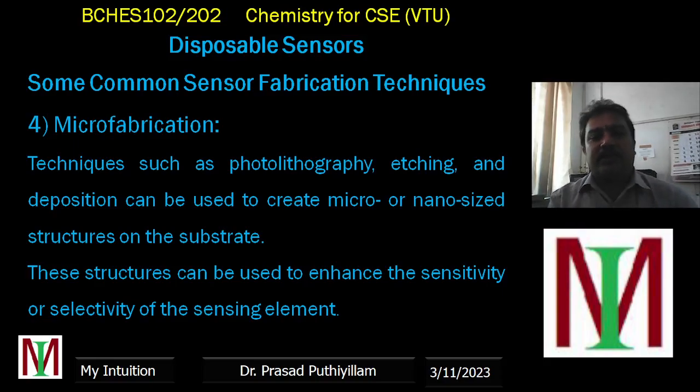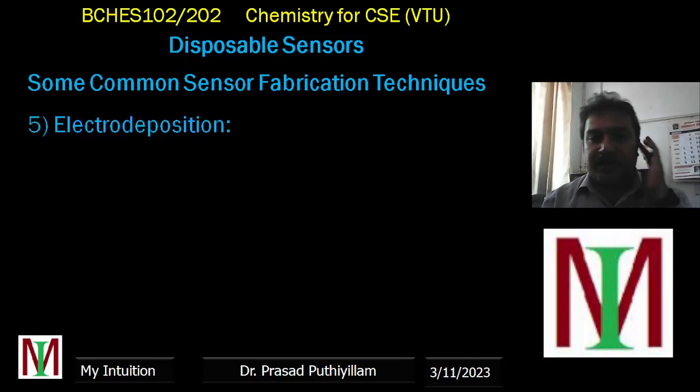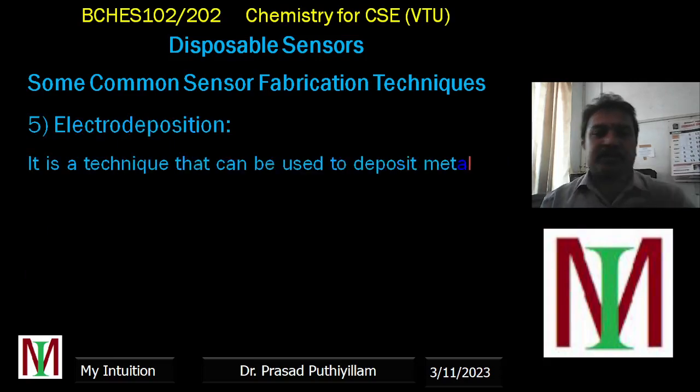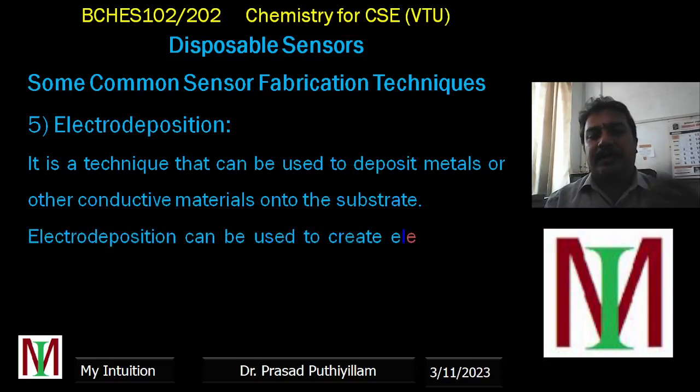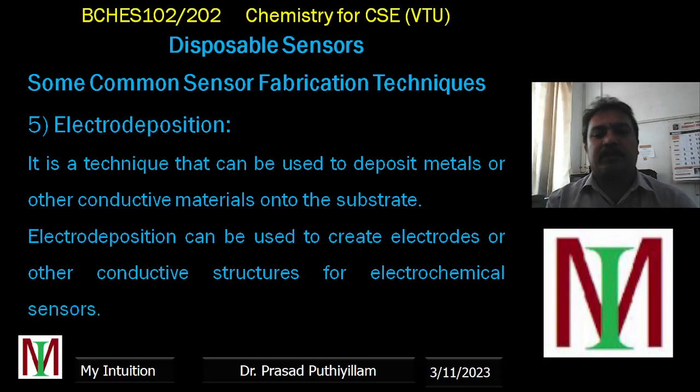Deposition mainly comes under the chemistry term actually, where we allow the sensing element to deposit on the substrate based on the electrochemical condition which is maintained, or any other deposition method also used for forming the sensor coating on the substrate. Electrodeposition, which I already explained just now, is where conductive materials are used. The conductive materials can be easily deposited on the substrate by using the anode cathode concept, which is called electrodeposition.